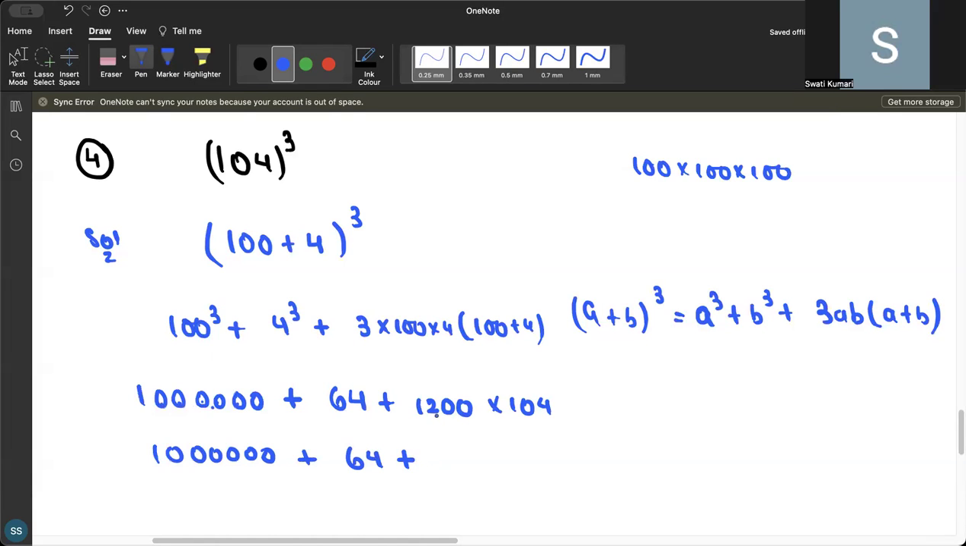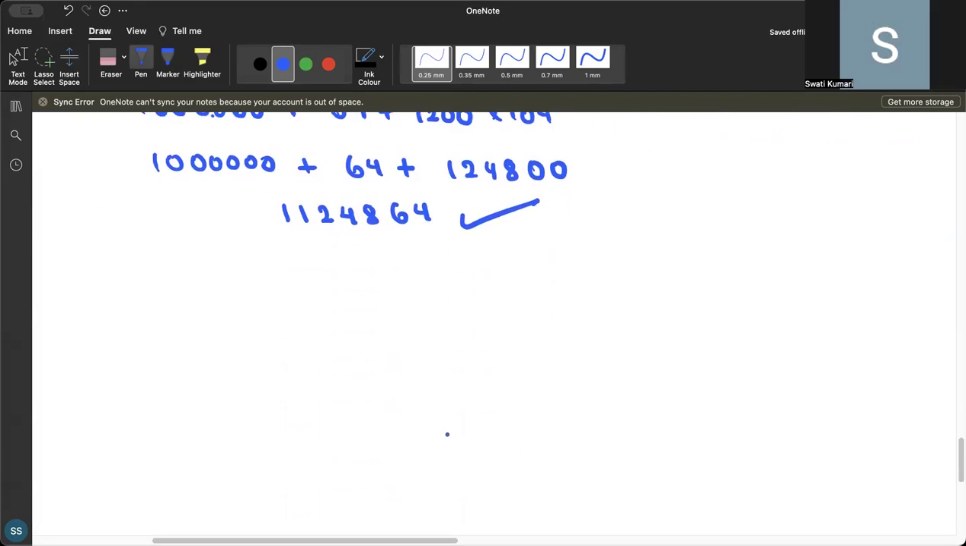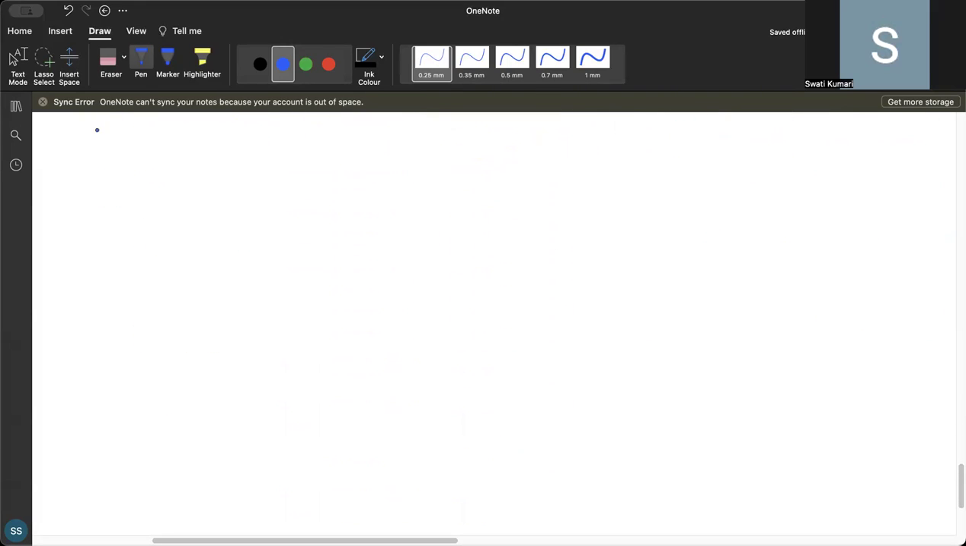If you multiply with the 12, it will become 1,248 and then double 0. If you add this, the answer will come 1, 1, 2, 4, 8, 6, 4. I hope there is no problem in the addition. So I'm not showing the addition part and I'm directly writing the answer just to save time. All right, now we can go to the next question. The next question is we have to factorize.